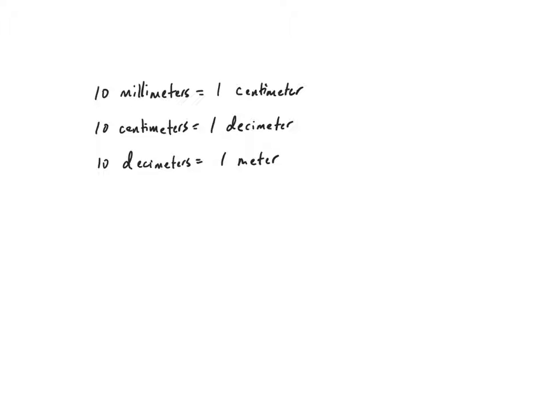This also allows you to see that if I wanted to change centimeters to meters, I would have to multiply 10 times 10 to equal 1 meter, because 10 centimeters is 1 decimeter and 10 decimeters is 1 meter. So 10 times 10 equals 100 centimeters. Likewise, if I wanted to change millimeters to meters, I would have to multiply 10 times 10 times 10. So 1 meter equals 1,000 millimeters.